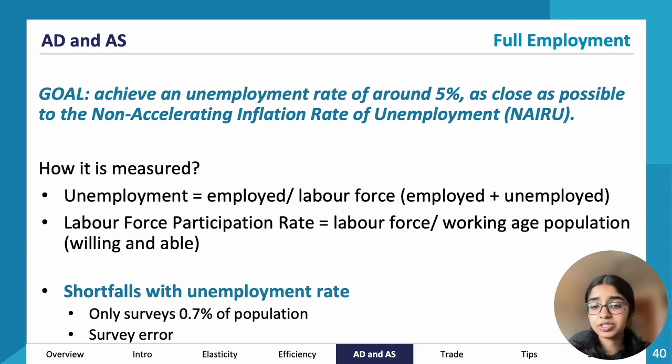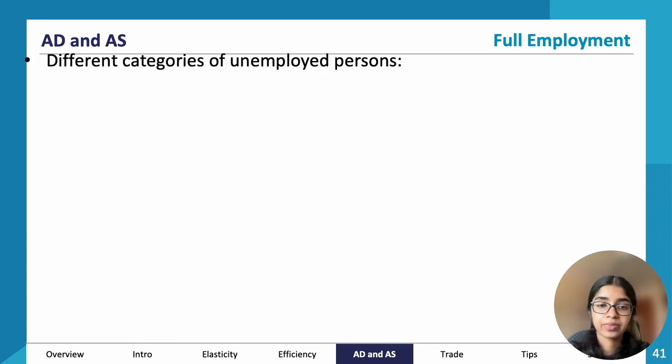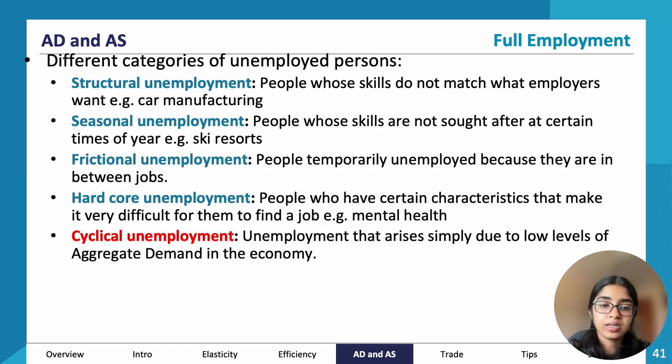Shortfalls: there are some issues with the unemployment rate. First of all, it only surveys 0.7% of the population, and like any statistical analysis, there are going to be errors with it as well. So it might not be representative of everyone, and not a great indicator of the economy. Another big issue is there are a lot of different ways that you could be classified as unemployed. There are 4 main types of unemployment.